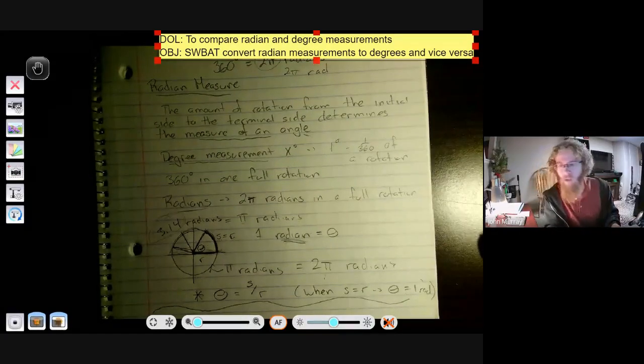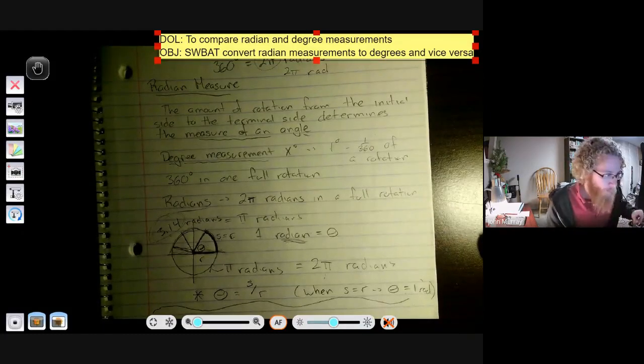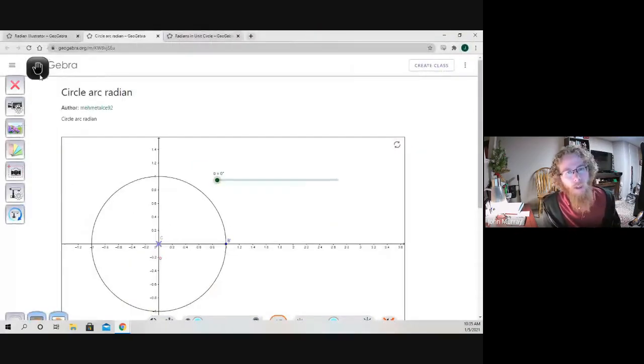All right, so today we are continuing with our introduction to radians. I did find some visuals for us. Maybe if you're struggling with what a radian was, I'll put these up in the Google Classroom as well, so you can play around with them later. These are just some interactive things that you can mess around with on GeoGebra.